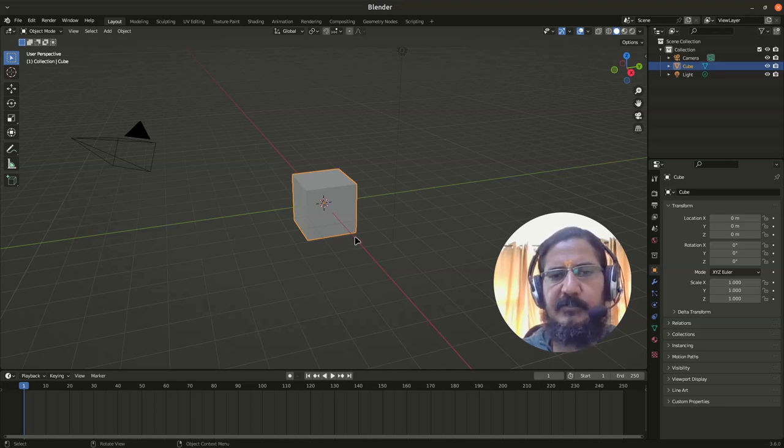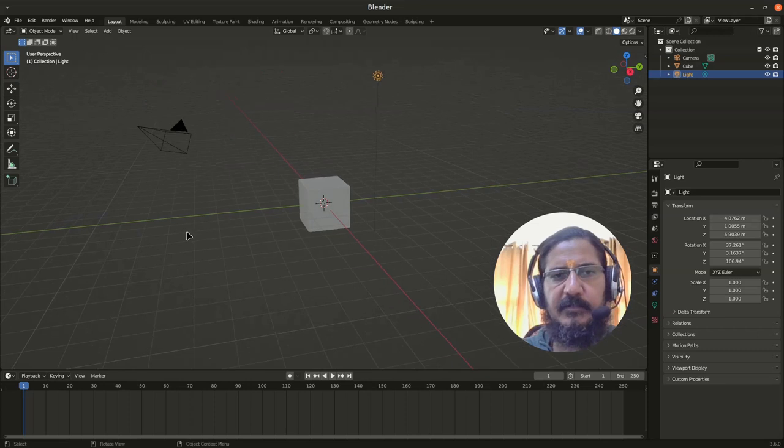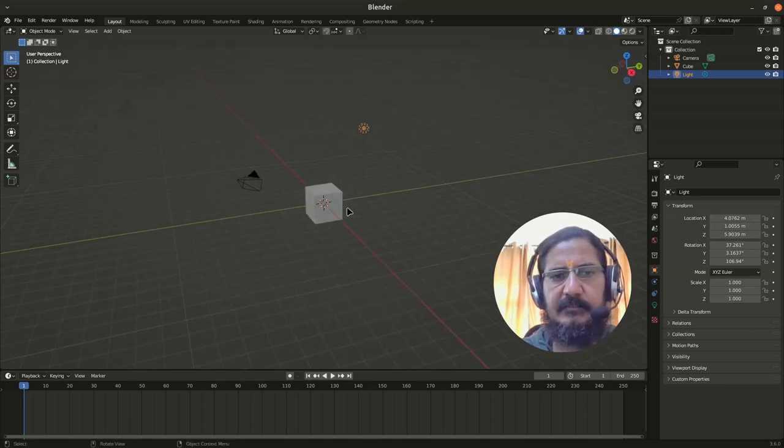This is the default cube which is usually given to you. We have a camera and we have a light. This is the area where you'll be working. This is infinite space, and the centermost point with respect to coordinates is 0, 0, 0. That is the center of our universe. So we usually start working from this point, and this is a reference to all other locations.